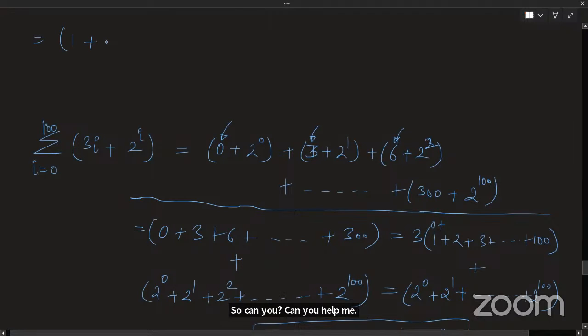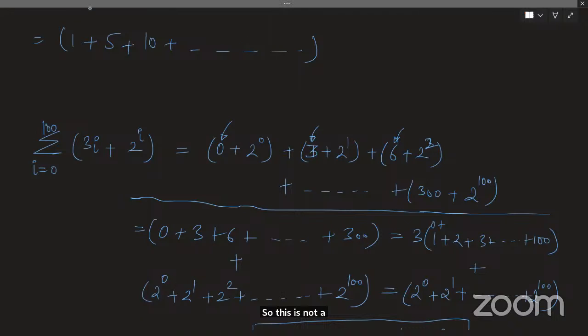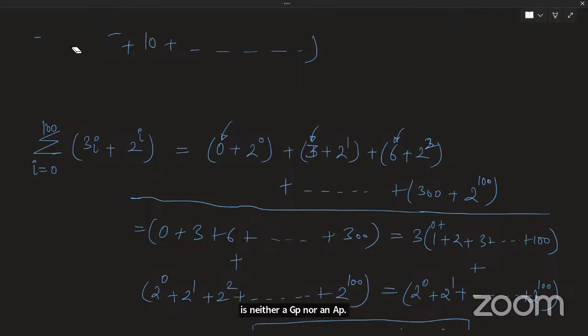It will be 1 plus this will be 5, right? Plus 6 plus 4 is 10, right? Like this. If I give a series something like this to you, how will you add this thing? This is neither a GP nor an AP, and so you won't be able to sum this. So what we are doing is we are splitting it into two parts. One of which is AP and one of which is GP. That is what we are doing.